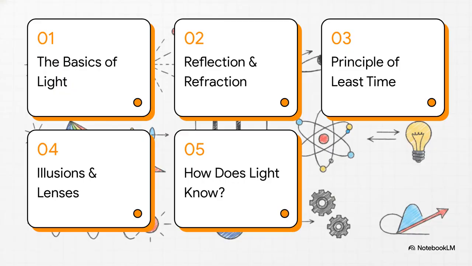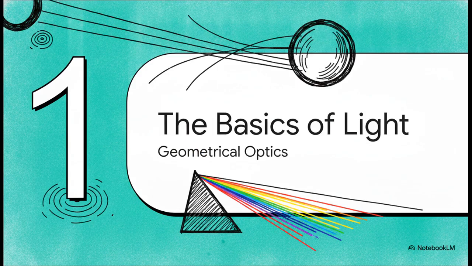We'll start with the basics of light, move into reflection and refraction, tackle the principle of least time, look at some optical illusions and lenses, and finally answer that big question, how does light know? Part 1. The basics of light.